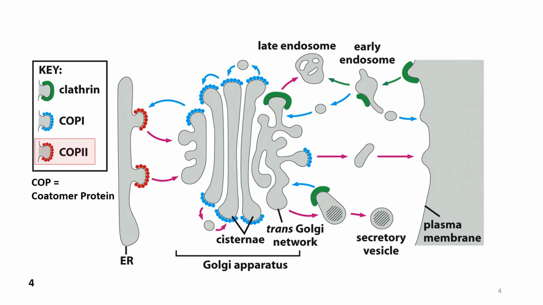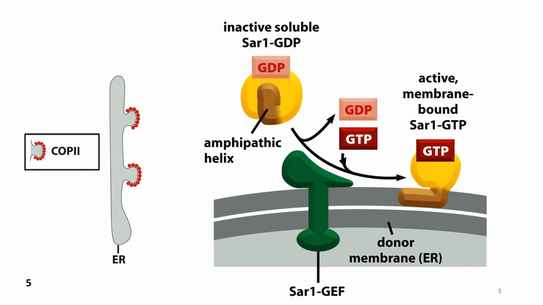I'd like to focus on coatomer protein 2 and the mechanism by which coatomer protein 2 facilitates the formation of vesicles at the endoplasmic reticulum for transport of things to the cis face of the Golgi. As the video said, we're going to need to recruit these COP proteins, these coatomer proteins, to, in this case, the ER membrane. That recruitment is going to occur because of a monomeric G protein called SAR1.